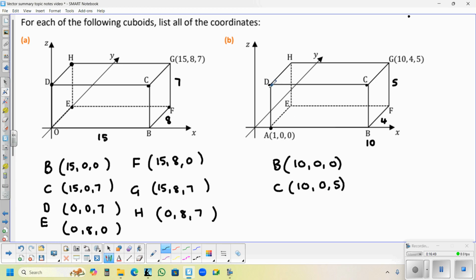Point D is this one here. So on the x-axis, I've got to go across 1. I'm not going any in the y-axis, but I've got to go up 5. So point D is 1, 0 and 5. We'll do one more point there. I'll do point H. So point H, following from the origin, I'll go across 1. In the y-axis, I've got to go back 4. And in the z-axis, I'm going up 5. So it's 1, 4, and 5.